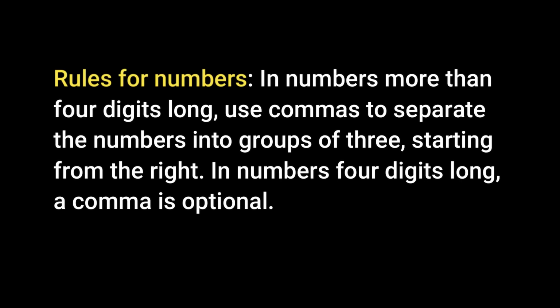Rules for numbers. In numbers more than 4 digits long, use commas to separate the numbers into groups of 3, starting from the right. In numbers 4 digits long, a comma is optional. 3500 or 3,500. 100,000. 6 million.